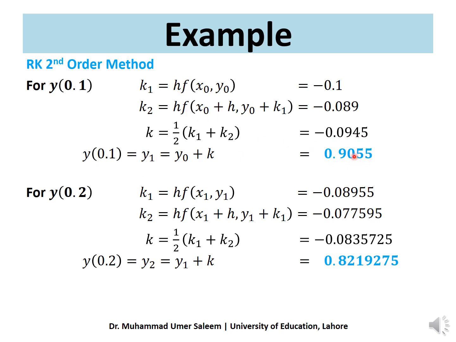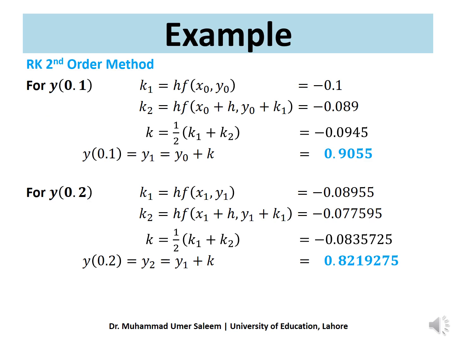तो ये सेकंड ऑर्डर की मदद से ये आंसर आया. इसी तरह y2 निकालना है तो जहाँ जहाँ नोड था वहाँ 1 1 हो गया, K1 निकला हमारे पास -0.08955, सिमिलरली K2 निकला -0.077595. Using these two values we get K is equal to -0.0835725 और K इसमें ऐड किया और y1 की वैल्यू में जो y1 की वैल्यू आई थी तो we get y2 as 0.8219275. तो ये y की वैल्यू 0.1 और 0.2 पर है यूजिंग सेकेंड ऑर्डर RK मेथड.